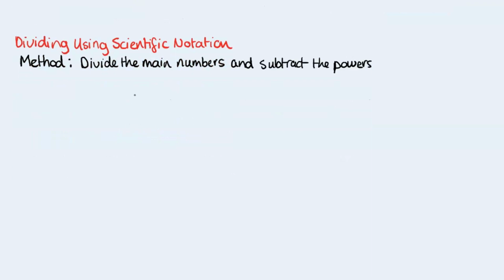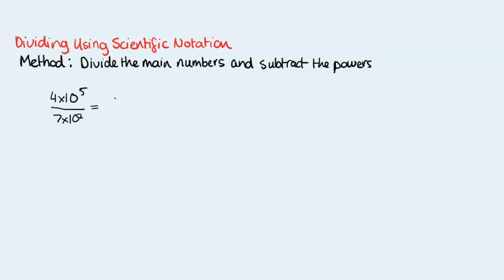The method for this is similar. What you have to do is divide the main numbers and then subtract the powers, which is very similar to the rules of indices rule. Okay? Now, the example that we're going to do is 4 times 10 to the power of 5, and we're going to divide it by 7 times 10 to the power of 2.